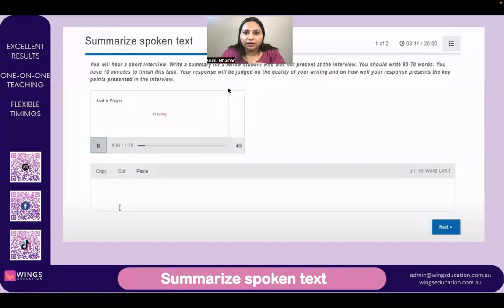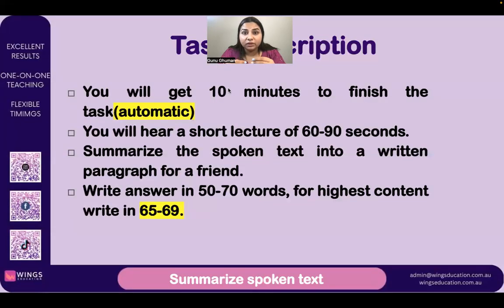And then you will get 10 minutes in total. So these 10 minutes will include your listening time and your writing time. So it's not that 10 minutes after the speaker is done speaking. No, the 10 minutes timer will start when the speaker will start speaking. You will hear a short lecture and then you have to write your answer in 65 to 69 words if you are aiming to score above 65 bands in your PTE. So you must write more than 65 in this question to get the best out of it.